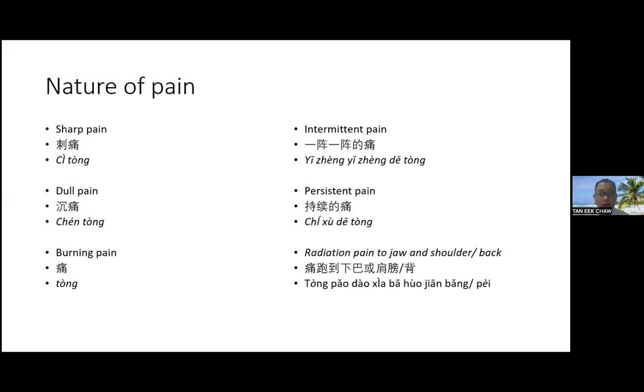Another thing you want to rule out is whether the pain is related to the jaw or shoulder or back. If the pain is related to the jaw or shoulder, then we worry about the potential of a heart attack. If the pain is related to the back, then we will be concerned whether it's a coarctation or aorta problem, or sometimes a patient presents very atypically, like pancreatitis as well. So in Chinese we call it radiation pain. In direct translation, you can say 痛跑到下巴或肩膀. That is 背 in Chinese.